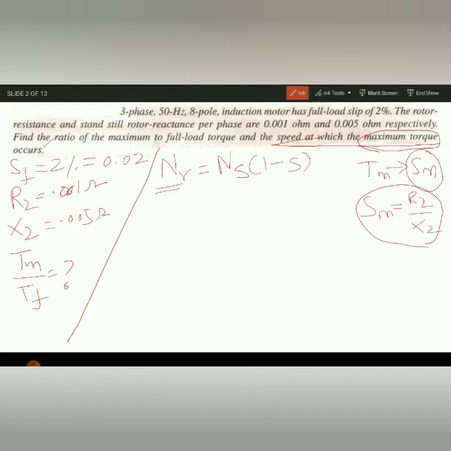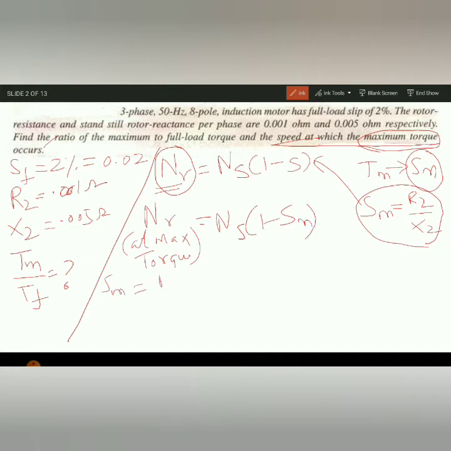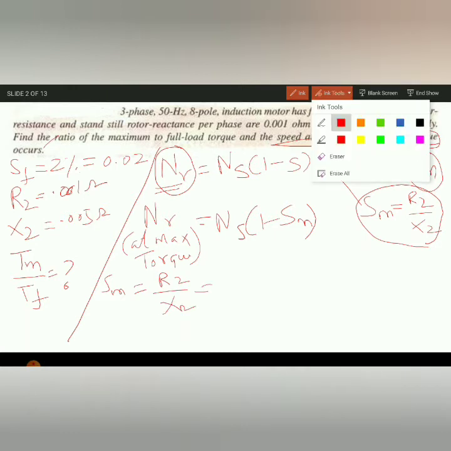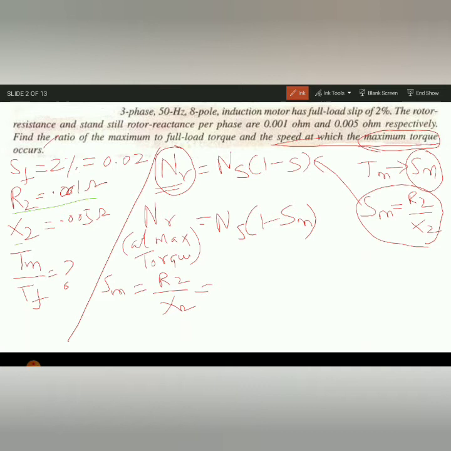If we substitute this slip value here, then we can get the rotor speed when the rotor is having the maximum torque. So the rotor speed at maximum torque is equal to NS (1 minus SM). So what is SM? SM equal to R2 by X2. We know what R2 is and what X2 is.